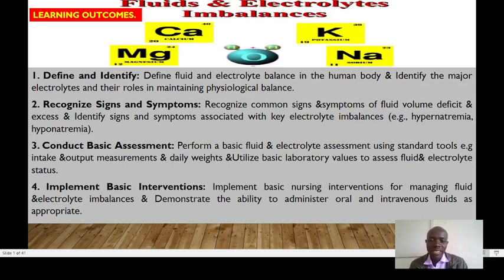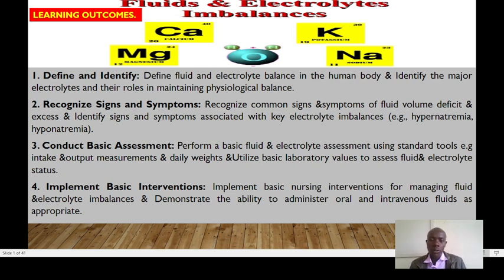Today we are looking at fluids and electrolyte imbalance. This is one of the key topics in our fundamentals of nursing and critical care nursing, and it cuts across all the units that you'll be pursuing as far as basic nursing sciences are concerned. So we can start by looking at the objective.